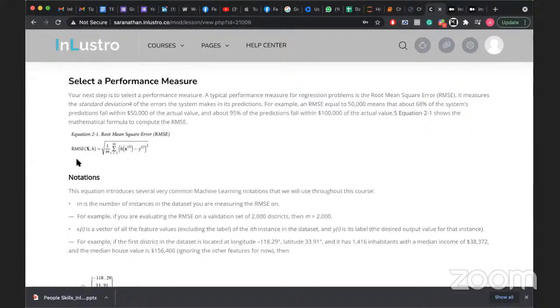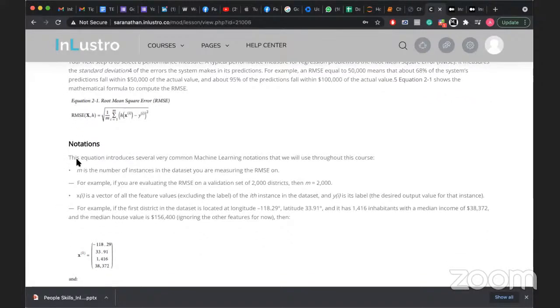RMSE, 1 by m sigma i runs from 1 to m. m is the number of training instances, right? m is the number of training instances on which you're measuring the RMSE. So for example, if RMSE is validated on 2000 districts, then m equals 2000, right? And x(i), what is x(i)? It's a vector of all the feature values of the ith instance in the data set, other than the label, right?